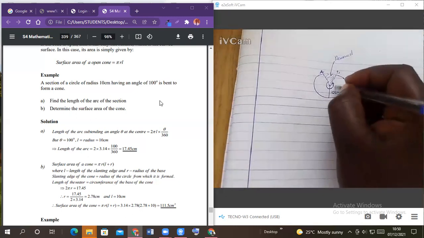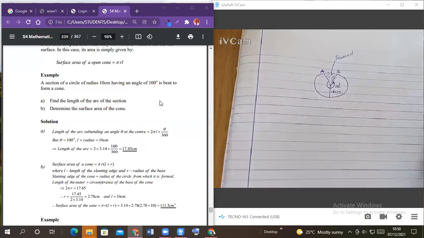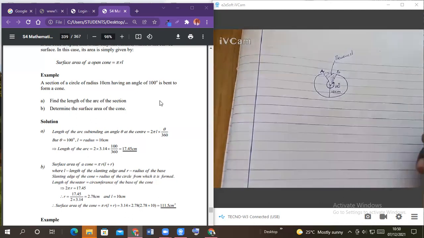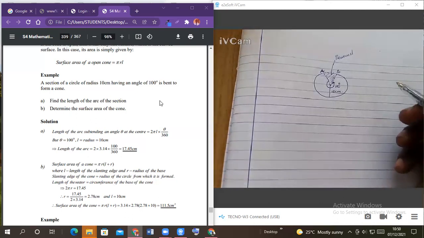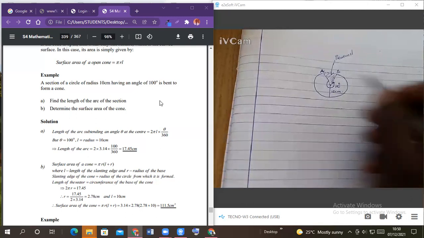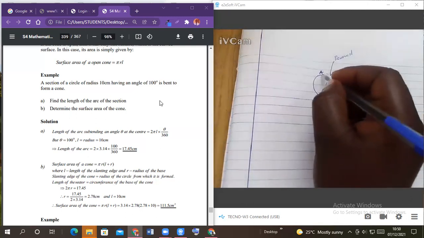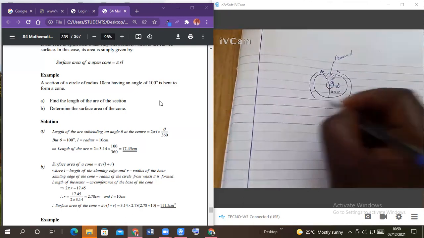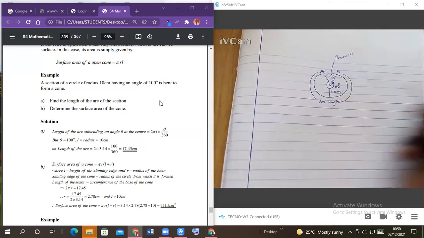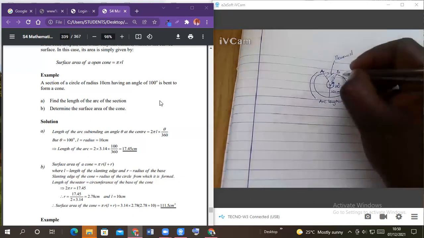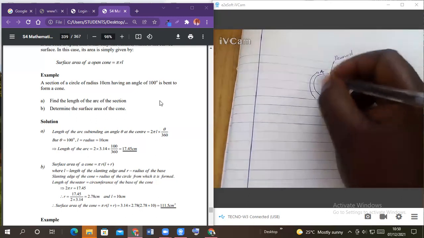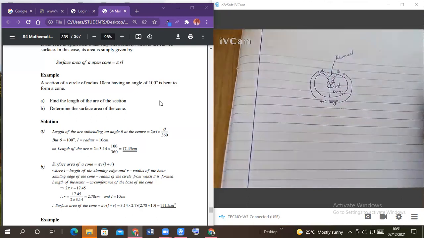So this angle here is done, which is 100 degrees. The angle from here up to here is 100 degrees. They're asking, what is the arc length moving from this side up to this side? This is what we call the arc length. What is the arc length that can form a cone of such a section?